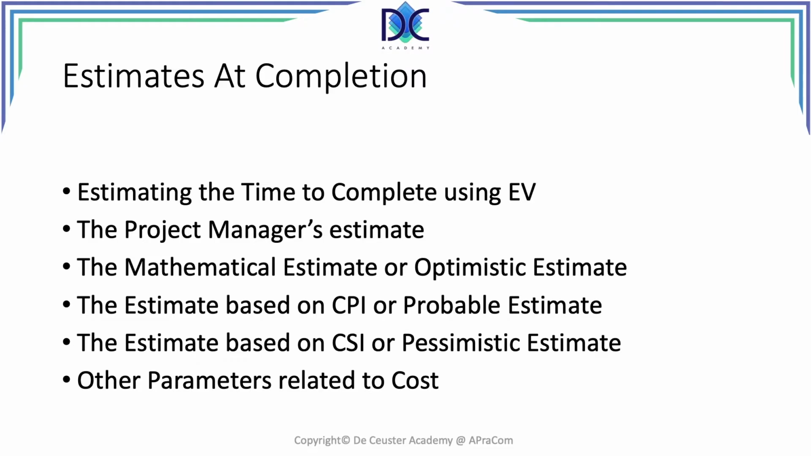We have different types of cost estimates. The first one is the project manager's estimate. Then we have the mathematical estimate, which is also called the optimistic estimate. We have the estimate based on the CPI or probable estimate, the estimate based on the CSI or the pessimistic estimate, and then we will look into some other parameters related to cost that can be used when we are using earned value management.